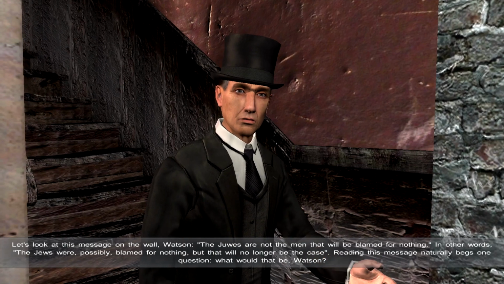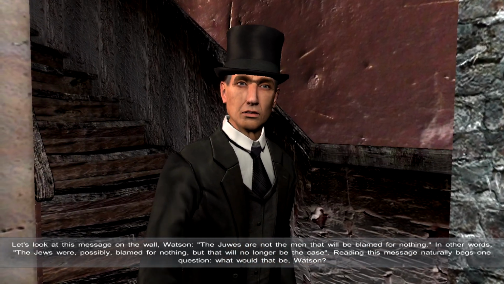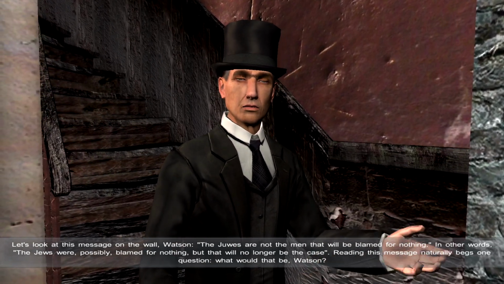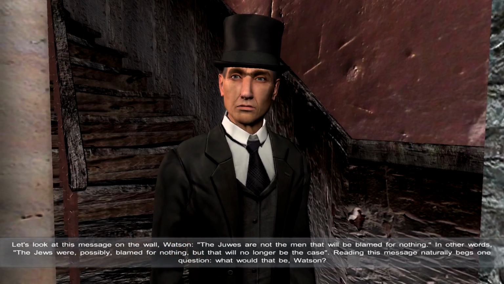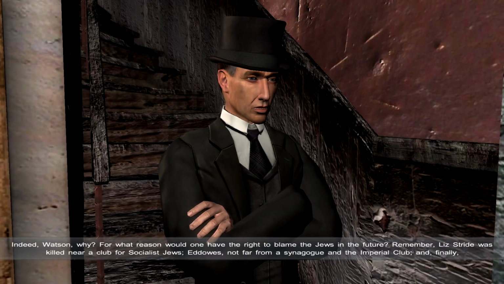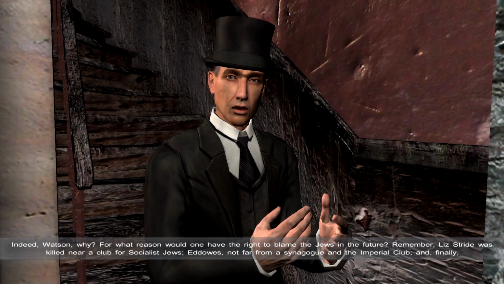What are you trying to get at, Holmes? Let's look at this message on the wall, Watson. The Jews are not the men that will be blamed for nothing. In other words, the Jews were possibly blamed for nothing, but that will no longer be the case. Reading this message naturally begs one question. What would that be, Watson? Why? Indeed, Watson, why? For what reason would one have the right to blame the Jews in the future?